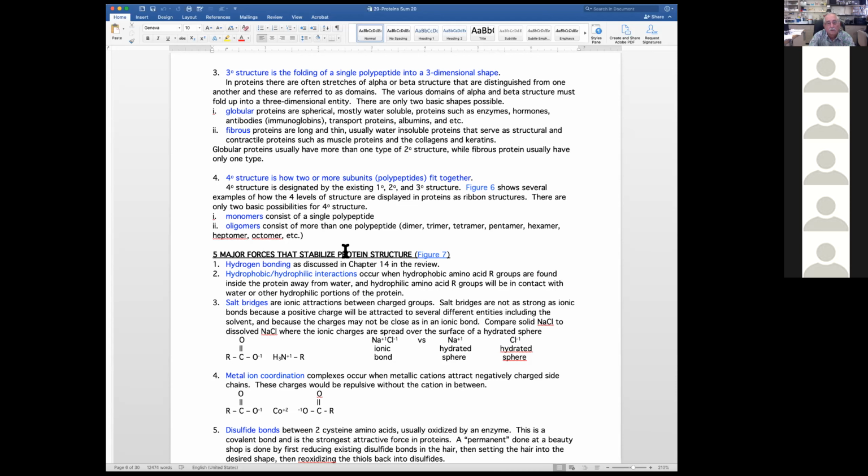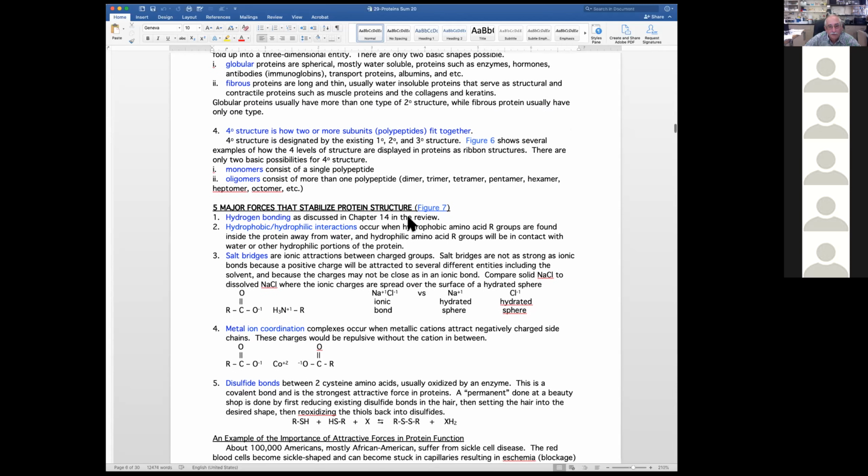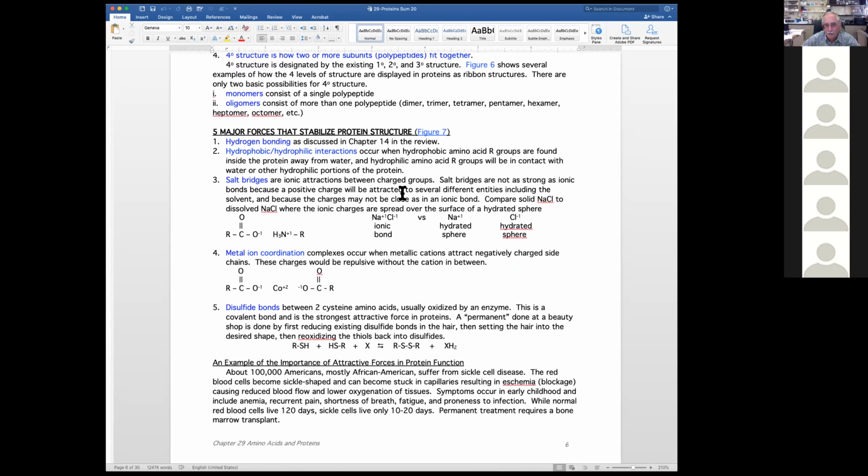And then finally, quaternary structure is how two or more subunits, which are polypeptides, fit together. So anyway, there's only two basic possibilities for quaternary structure. They're either going to be monomers that consist of a single polypeptide, or they're going to be oligomers, more than one polypeptide. If they're an oligomer, they could be a dimer, trimer, tetramer. You get the idea, right? So, questions so far?